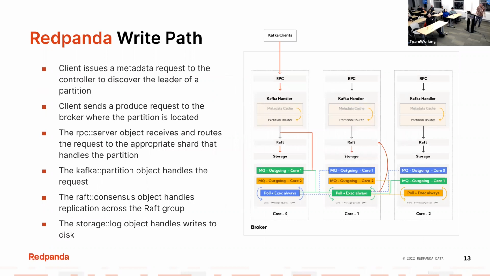So this is the write path to Redpanda, which gets into some of the funky stuff we do. With Kafka, your client, the first thing it does is a metadata request. I want to produce to a topic and a given partition. So I issue a metadata request to figure out which broker I should be talking to for this. So the client finds the right node, and then there's an RPC.